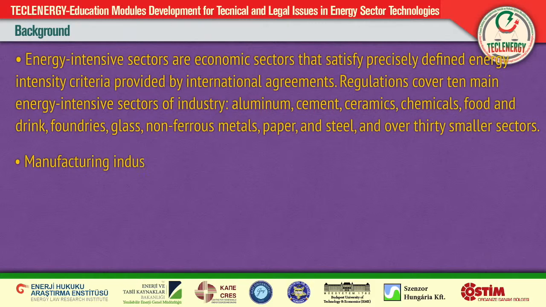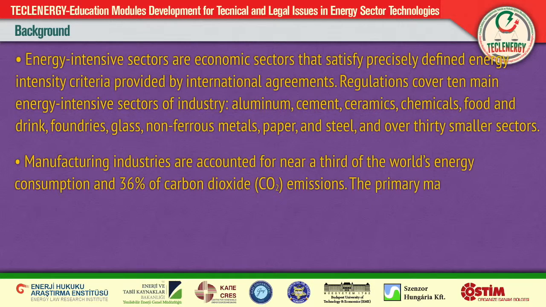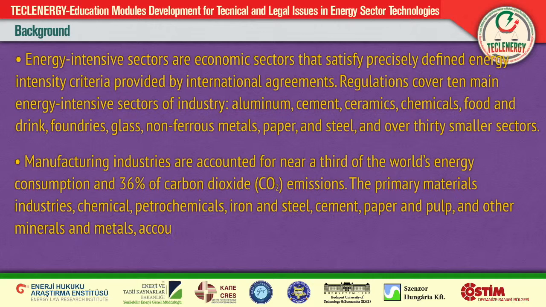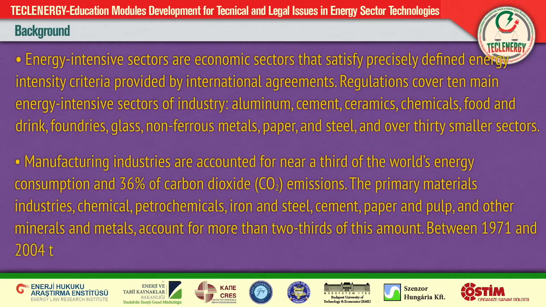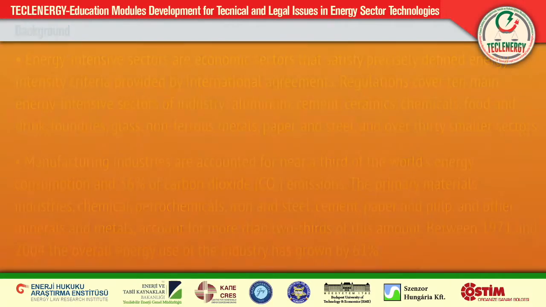Manufacturing industries account for nearly a third of the world's energy consumption and 36% of carbon dioxide emissions. The primary materials industries, chemical, petrochemicals, iron and steel, cement, paper and pulp, and other minerals and metals, account for more than 2/3 of this amount. Between 1971 and 2004, the overall energy use of industry has grown by 61%.